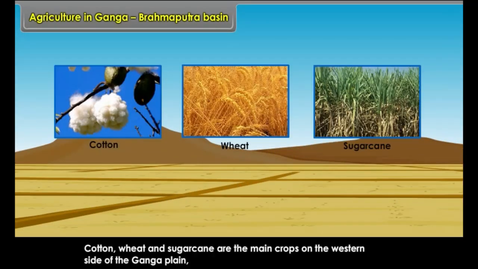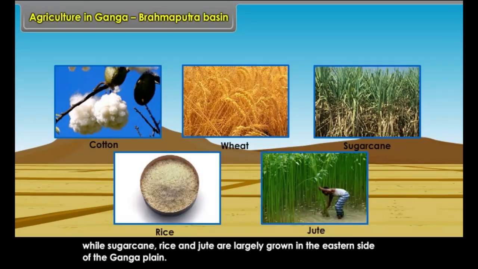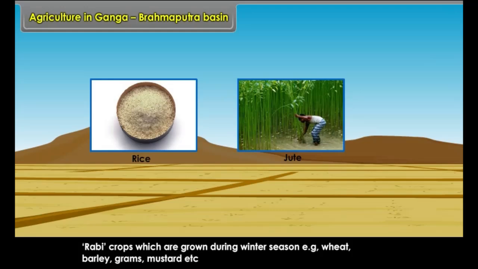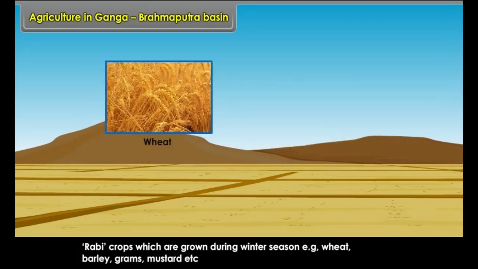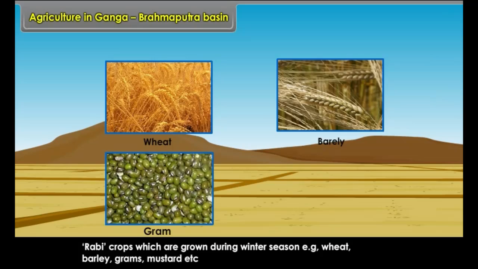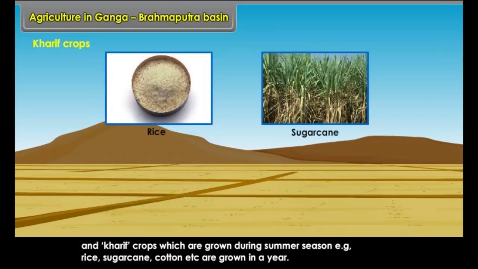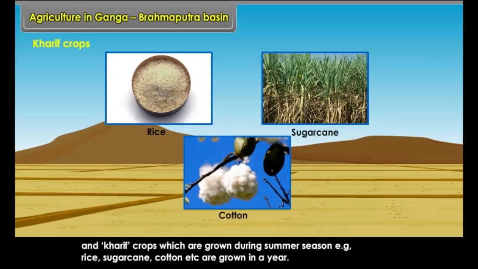Cotton, wheat and sugarcane are the main crops on the western side of the Ganga plain, while sugarcane, rice and jute are largely grown in the eastern side of the Ganga plain. Rice and jute are the main crops of Brahmaputra plain. Rabi crops which are grown during winter season, example wheat, barley, gram, mustard, etc., and Kharif crops which are grown during summer season, example rice, sugarcane, cotton, etc., are grown in a year.